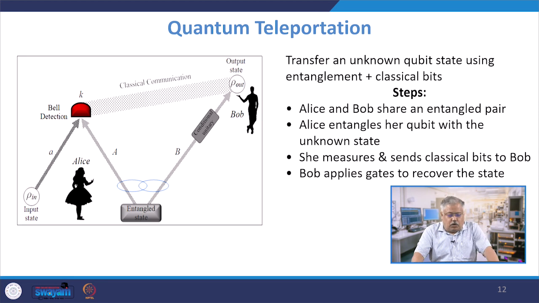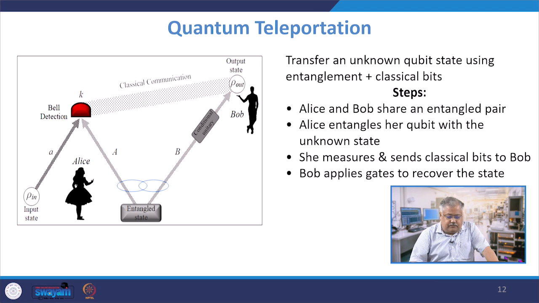Let's look at quantum teleportation, and this is exactly the same as I was discussing in the previous case, that if you want to transfer an unknown qubit state using entanglement plus classical bit, then we define that to be a quantum teleportation.